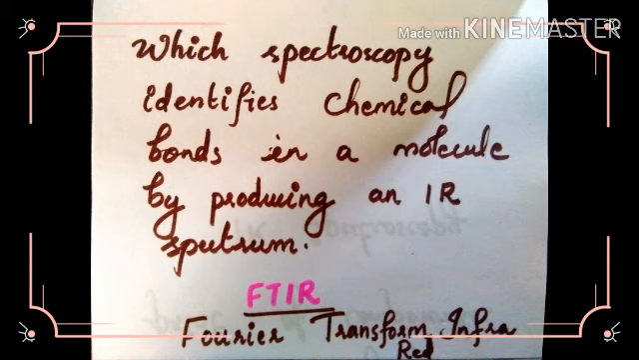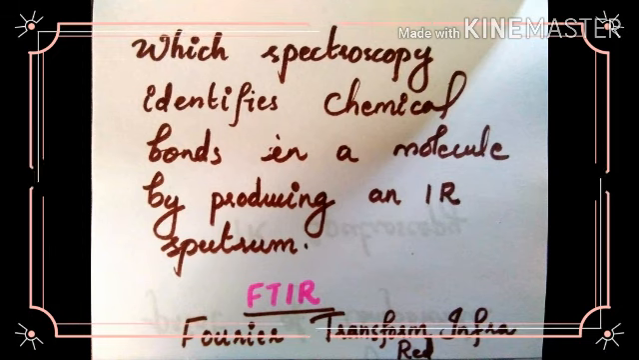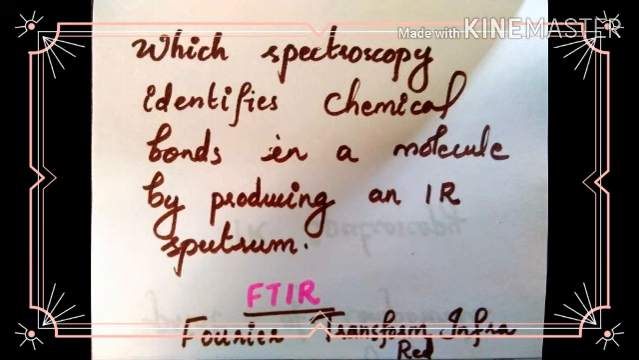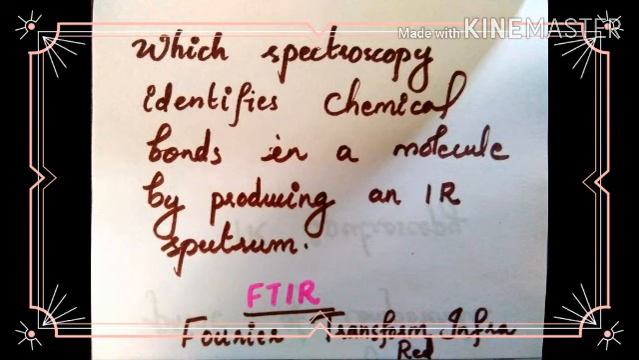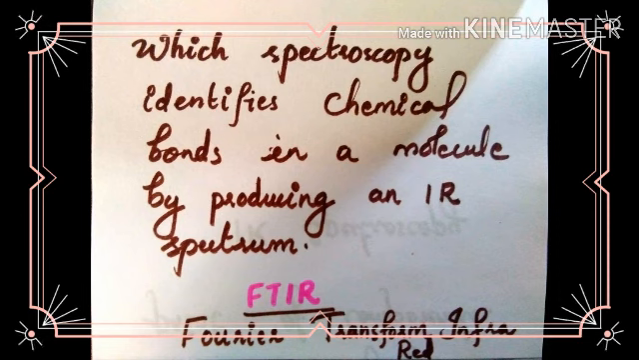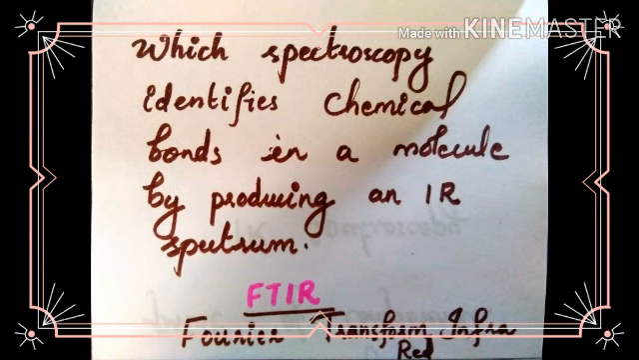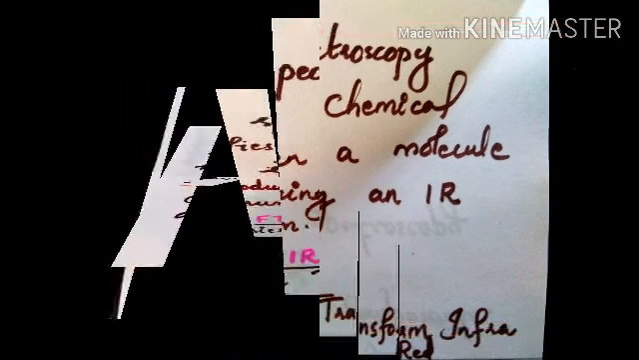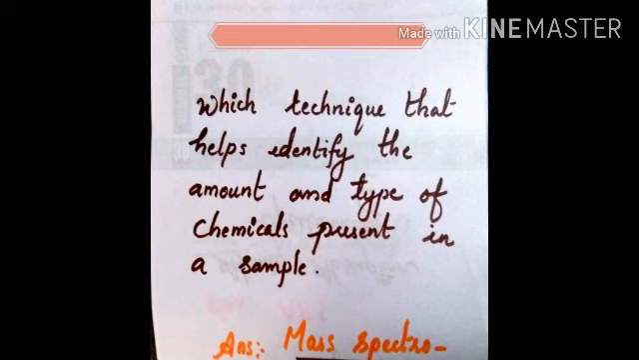Which spectroscopy identifies chemical bonds in a molecule by producing an IR spectrum? Fourier transform infrared, FTIR. So it is a very important question. Which spectroscopy identifies chemical bonds in a molecule by producing an IR spectrum? FTIR.